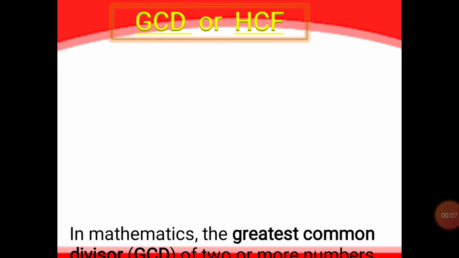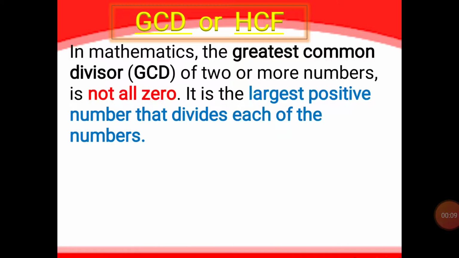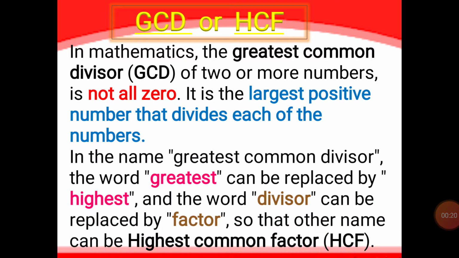In this video, we will learn how to find GCD or HCF by the horizontal method. In mathematics, the greatest common divisor, that is GCD, of two or more numbers that are not all 0, is the largest positive number that divides each of the numbers. In the name greatest common divisor, the word greatest can be replaced by highest and the word divisor can be replaced by factors, so that the other name is highest common factor, that is HCF.